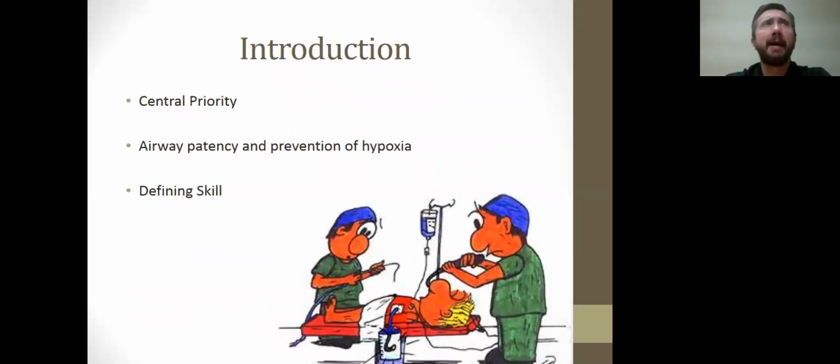Okay, so a little introduction: airway is the central priority. That's why it's the letter A in the ABCs for a specific good reason. Airway patency and prevention of hypoxia is going to take precedence over all other clinical considerations. And of course, it's the defining skill of clinicians the world over.